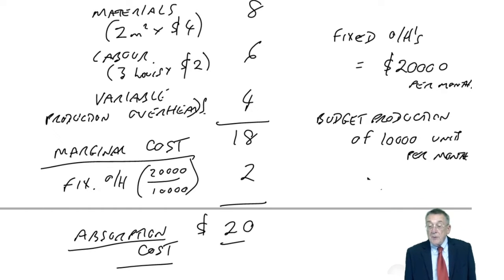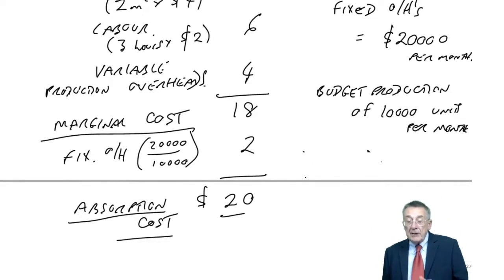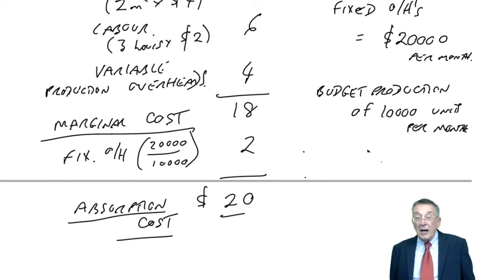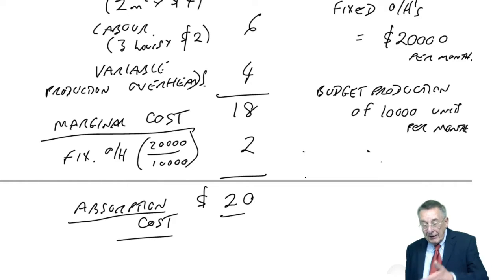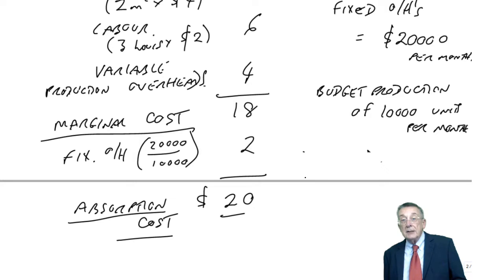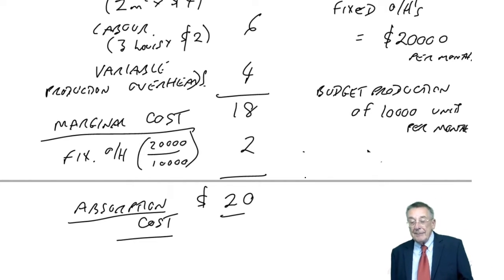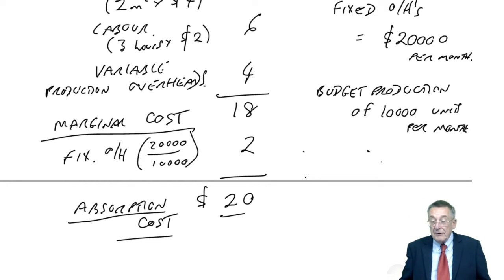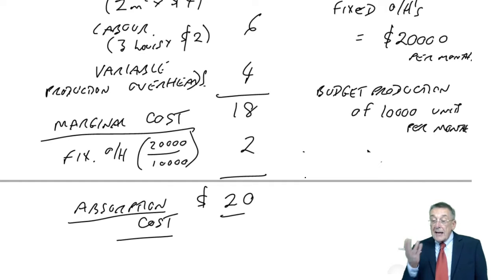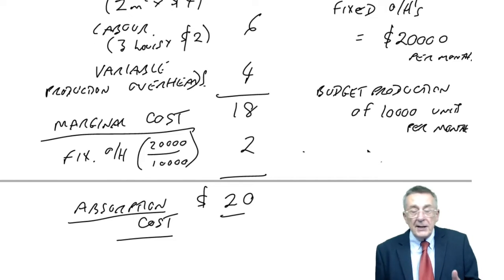And if we're using absorption costing, again we can discuss why in a minute, then we'd value our units, our inventory, our cost of sales, at $20 a unit. Whereas if we were using marginal costing, our inventory, our cost of goods sold, would be charged at $18 a unit.